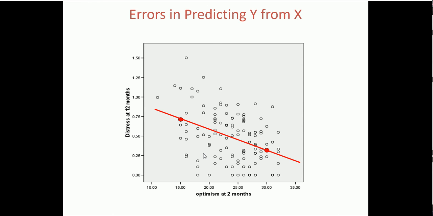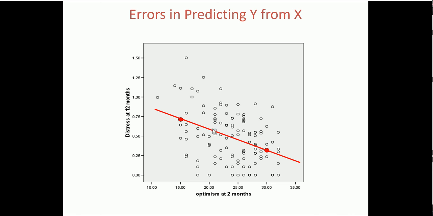So to visually see what's going on in a regression coefficient, it's easy to see this in a simple regression equation because there's just one predictor. So here we have optimism at 2 months. This is some data, I think treatment outcome data, where we have distress at 12 months being predicted by optimism at 2 months after diagnosis for some condition. And we see that there's an inverse relationship.